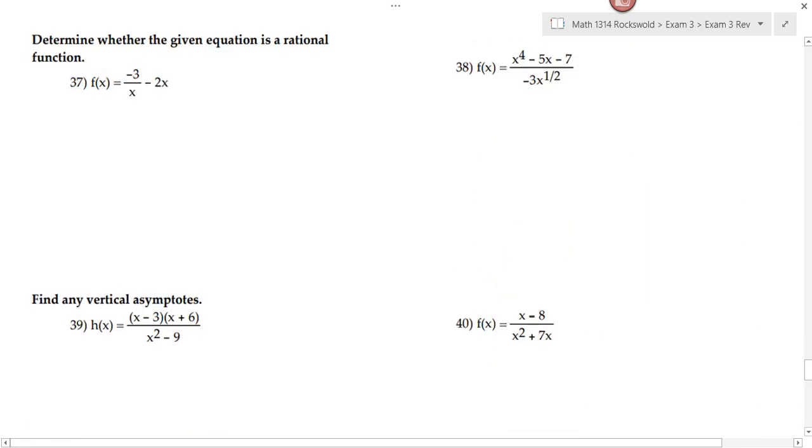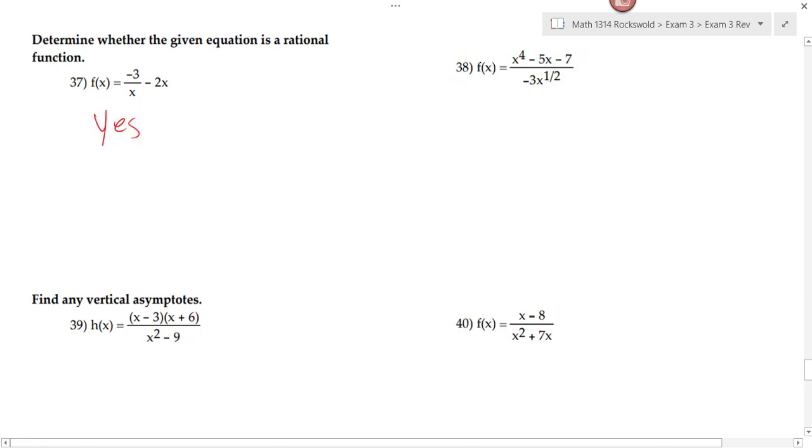Number 37, we're asked to determine whether the given equation is a rational function. Remember, a rational function just means you have a polynomial over a polynomial. Negative 3 is a polynomial, x is a polynomial, and this is a polynomial over 1, and 1 is a polynomial, so yes, this is a rational function.